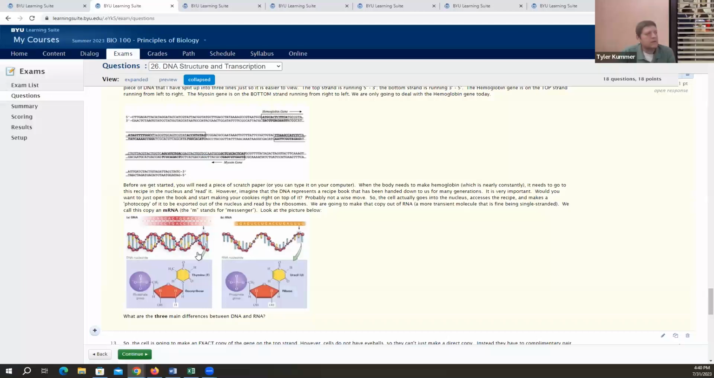DNA is not the only nucleic acid. There's also RNA, which is very similar, but there are some key differences. One of the key differences is DNA is double-stranded, RNA is single-stranded. DNA uses A, T, G, and C. RNA uses A, G, and C. Instead of T, it will use uracil, or U, right here.